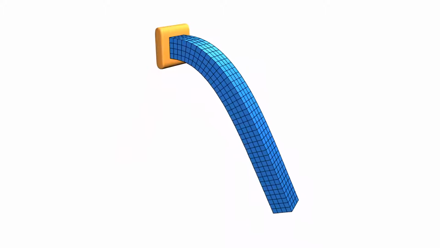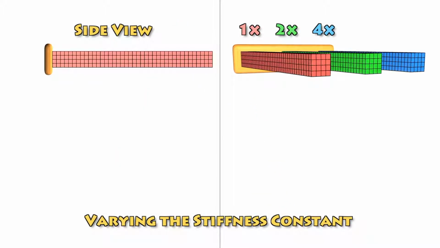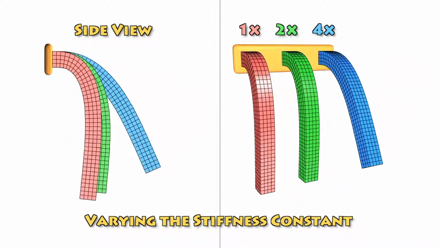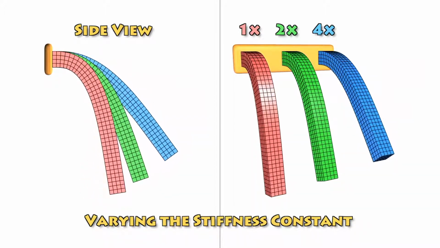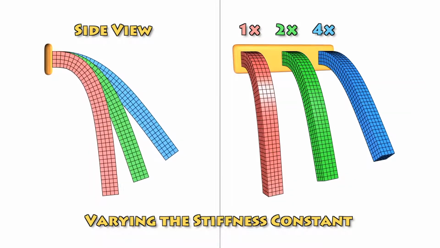In the next experiment, we simulate 3 elastic bars with different stiffness values. The green and blue bars are 2 and 4 times stiffer than the red one. The material stiffness is simulated properly.